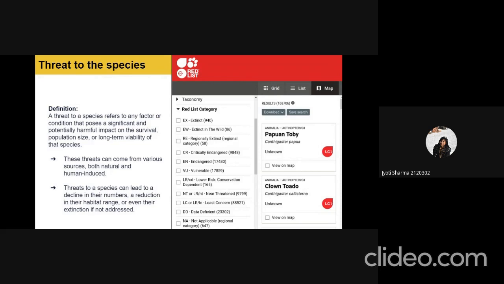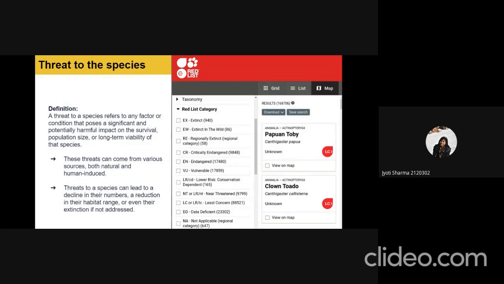What do you mean by extinct? It means these species have gone extinct. Extinct means finished: they are no more in the natural habitat, no more in captivity, no more in zoos or aquariums. They are not in the world right now. So it means it has been extinct. Up to now, 940 species have gone extinct.